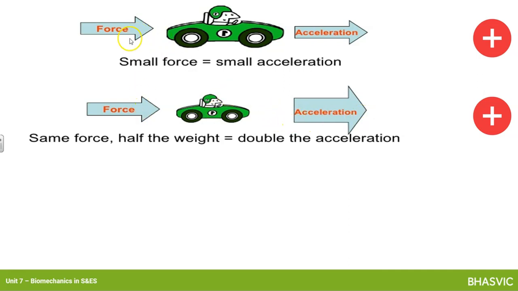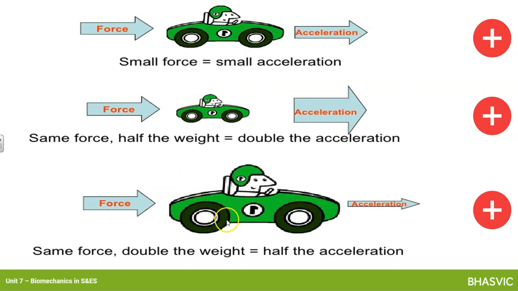So the same force is being applied to these two cars. This one has a big mass and therefore big inertia, resistance to change motion. This one has a small mass, a small resistance to change motion. This one will accelerate a little bit. This one will accelerate a lot more. Hopefully that makes sense. So the acceleration is proportional to the mass.